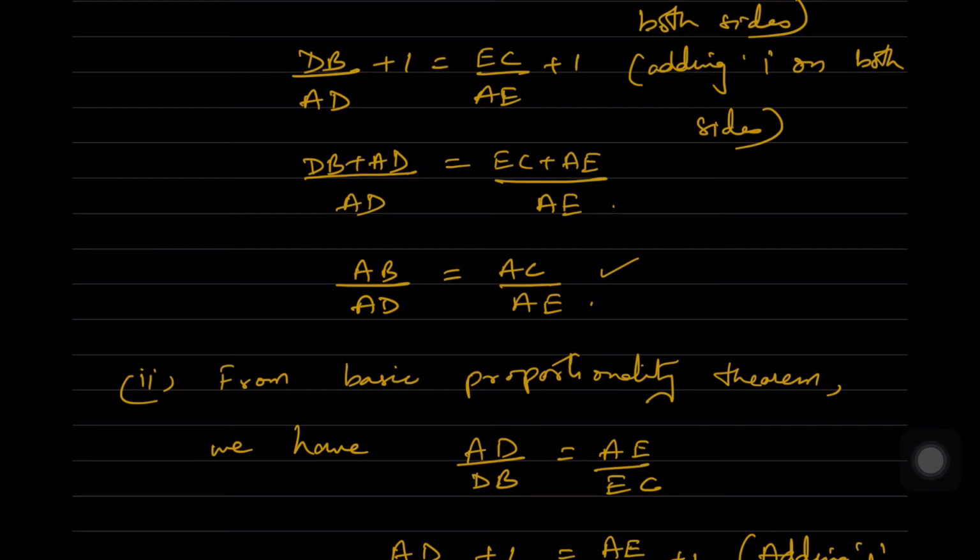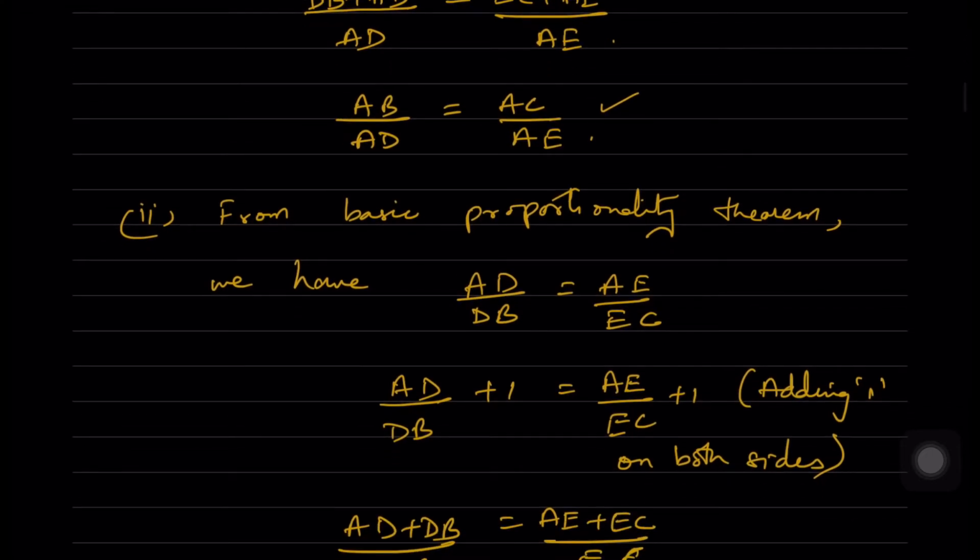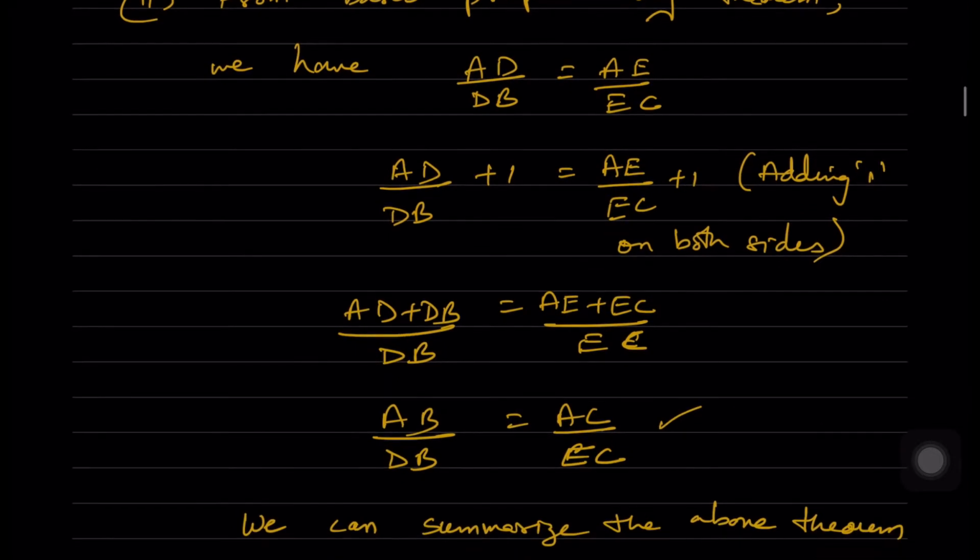For the next corollary, we again use the basic proportionality theorem. Directly take the statement AD by DB is equal to AE by EC. In the first corollary, we reversed it and then added 1. Now here we directly add 1 on both sides: AD by DB plus 1 is equal to AE by EC plus 1. So you get AD plus DB by DB is equal to AE plus EC by EC, that is AB by DB is equal to AC by EC.